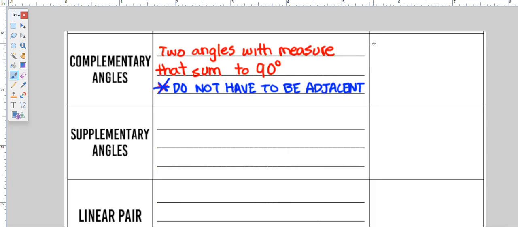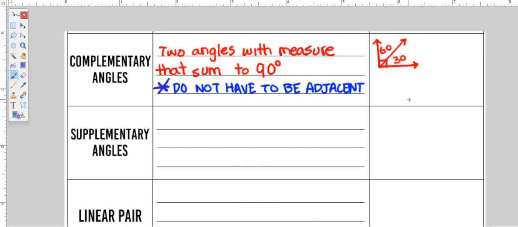So first off, let's look at this example of adjacent complementary angles, all right? Let's say, and I'm going to go ahead and mark it with a square because they are making a right angle here. Let's just say 60, 30. They add up to 90, okay?